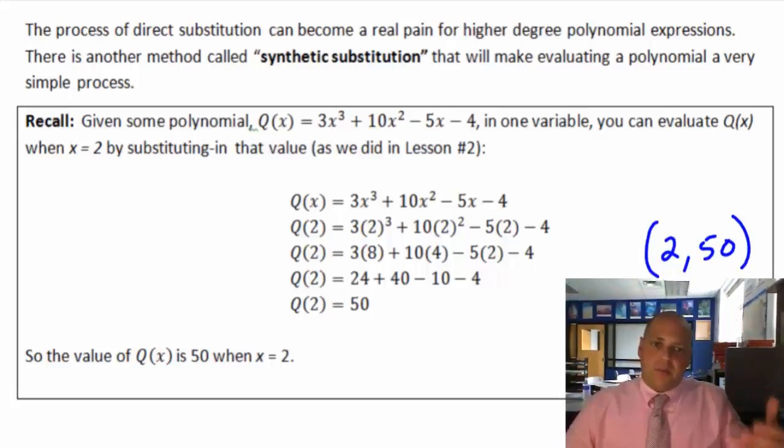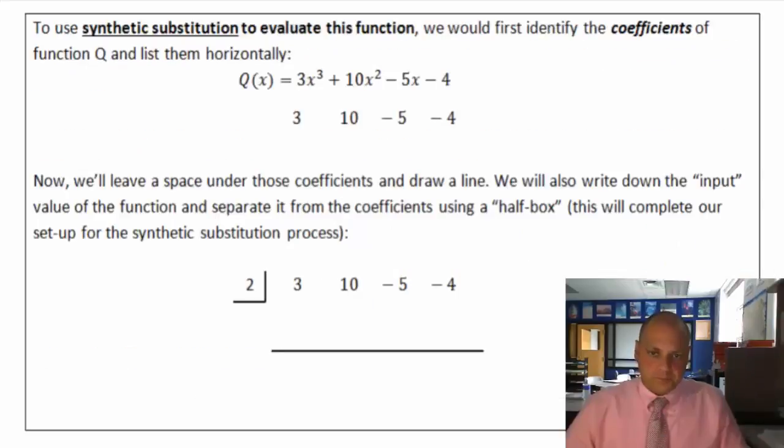There's another method to use. There's another way to get this value of 50, and it's called synthetic substitution. That's what I'm going to be showing you in this lesson. We'll apply synthetic substitution to this exact same polynomial, so I'm keeping it q of x, same function. Here's the process: you pull out just the coefficients, 3, 10, -5, -4.